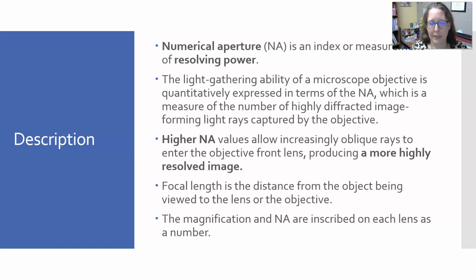So the higher NA values will allow increasingly oblique rays to enter the objective front lens, producing a more highly resolved image or high resolution image. So the focal length is the distance from the object being viewed to the lens of the objective. It's also often called, part of it is the working distance. That's from the bottom of the objective to the slide. But the magnification and the NA, the numerical aperture, are inscribed on each lens as a number.